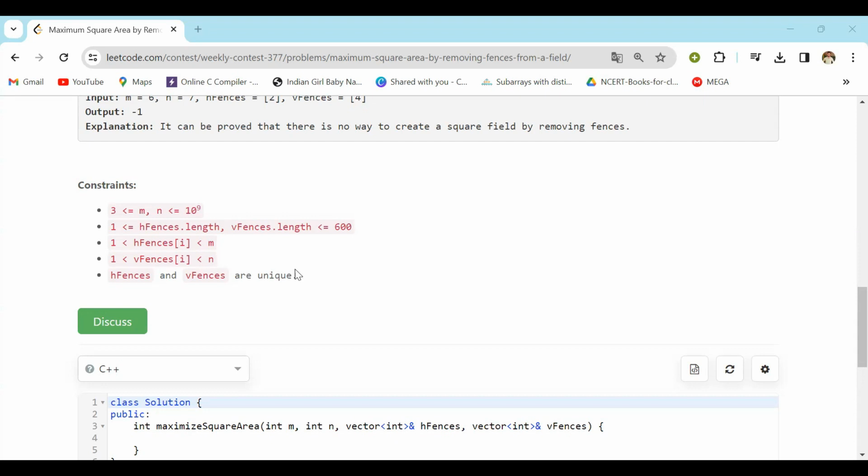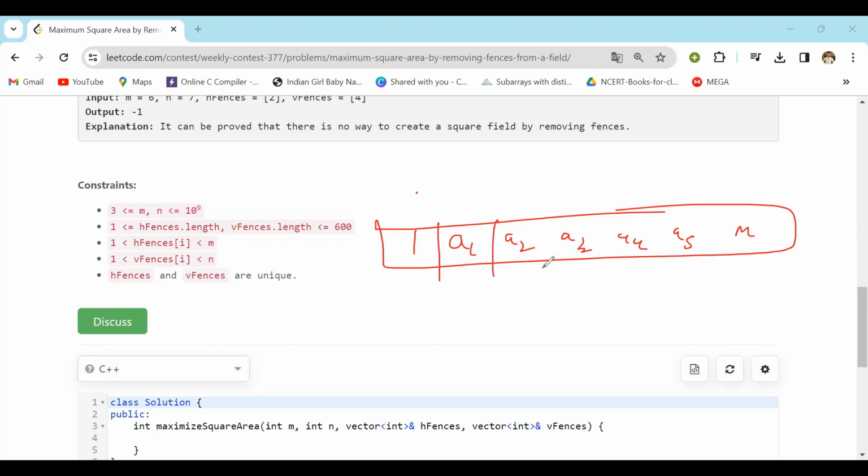See, a simple thing which we can do here is very easy. We can make all possible lengths. Let's say we have the horizontal area, and we have a normal fence. Let's say we have fences at A1, A2, A3, A4, A5, up to M. These are the fences we have, correct? Okay, fine.